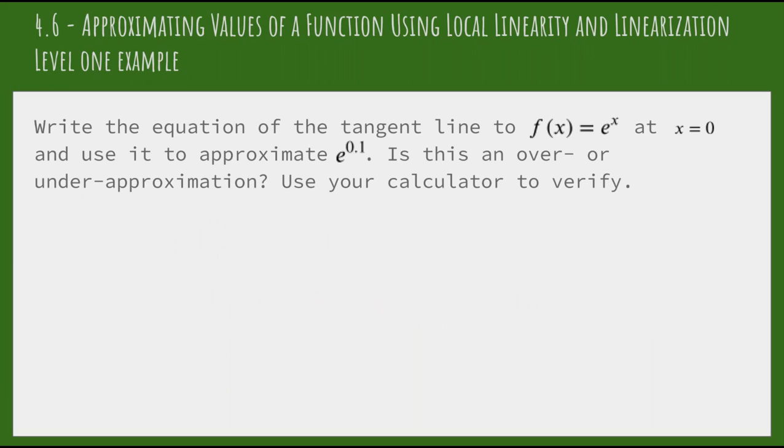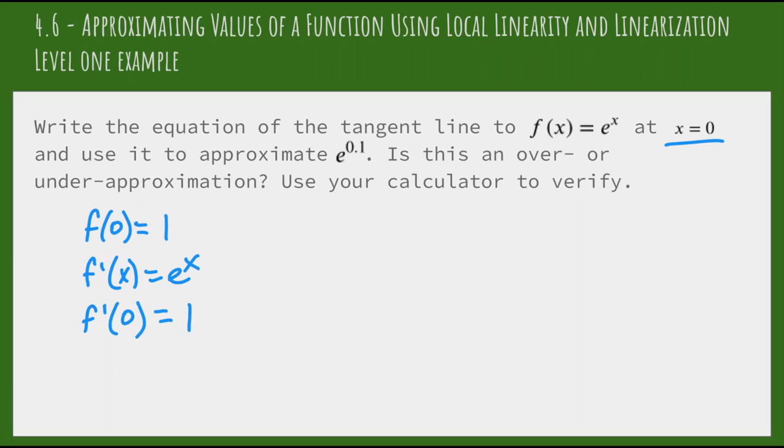So the function is e to the x, and we want to approximate the value of e to the 0.1. We do know the value of e to the 0, so that's why we're using that as our point of tangency. So f of 0 is 1, because e to the 0 is 1. f prime of x is e to the x, so f prime of 0 is going to be 1. So we have our point, which is at (0, 1).